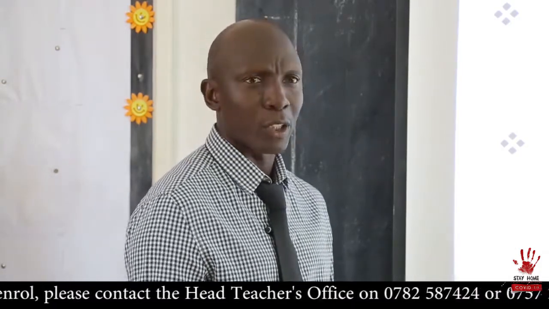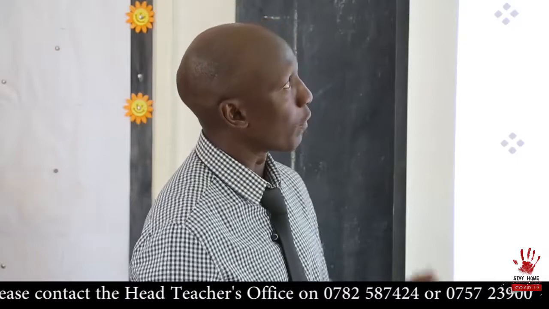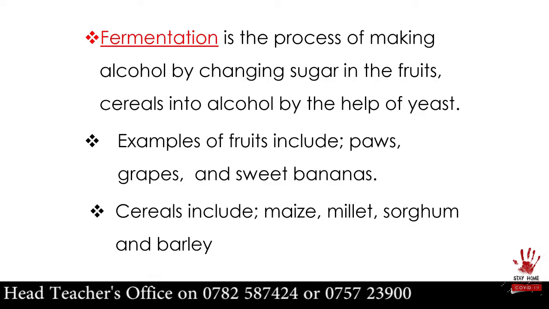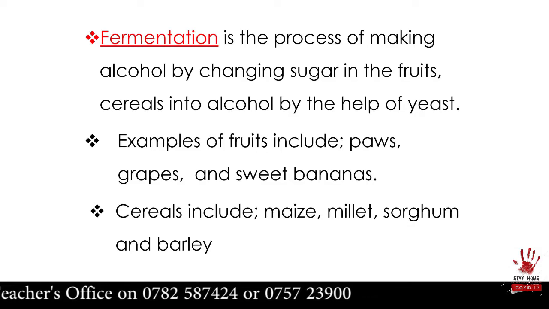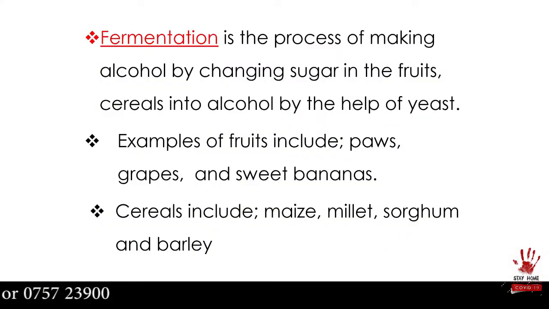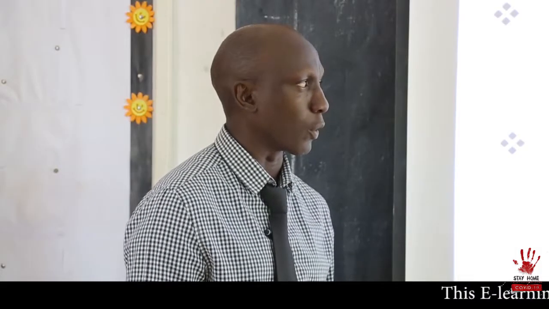So this yeast is very vital in production of fermented alcohol. So fermentation is the process of making alcohol by changing the sugar in the fruit juices and cereals into alcohol. Now, examples of some of the fruits used in the production of alcohol, of course, there are very many, depending on particular communities. We have pawpaws, grapes, sweet bananas, and many others. Examples of the cereals used in production of alcohol, there's maize, millet, sorghum, barley, and others, of course. But these are some of the commonest we use in our community to produce alcohol.